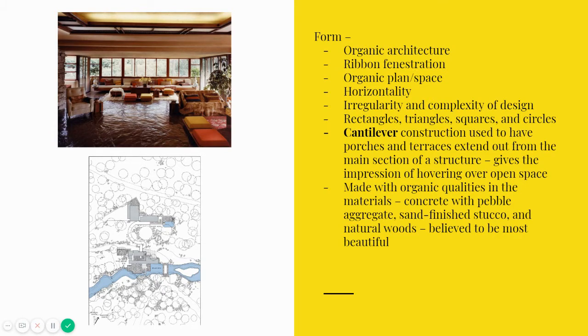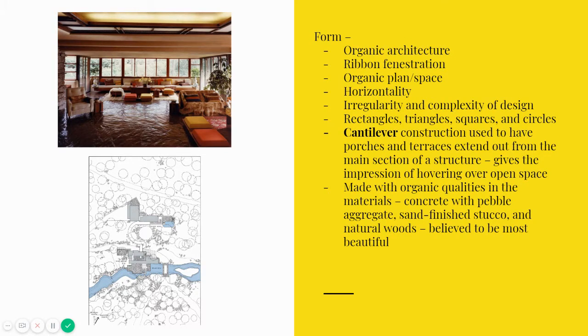It's also about, there is a sense of irregularity and extreme complexity to his designs, but because he keeps the irregularity and the complexity always at this horizontal level, it still reads as a very simple design. Okay. You're going to see lots of rectangles, triangles, squares, and circles. So there is an organicness to it in the materials, but in terms of the actual space, there's a lot of kind of simple geometry.